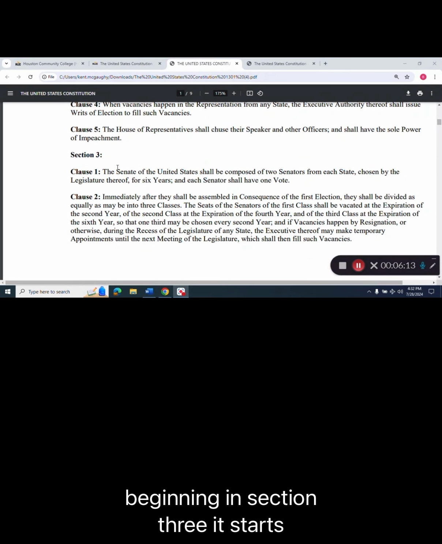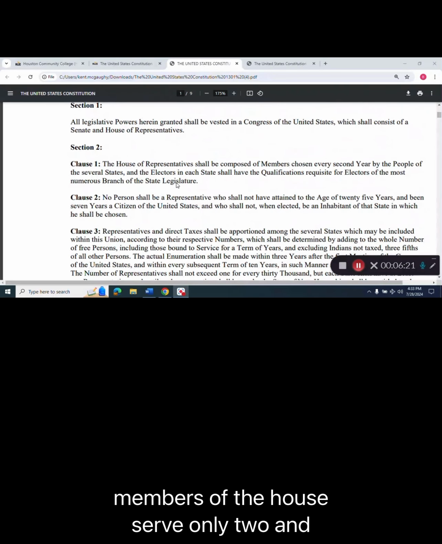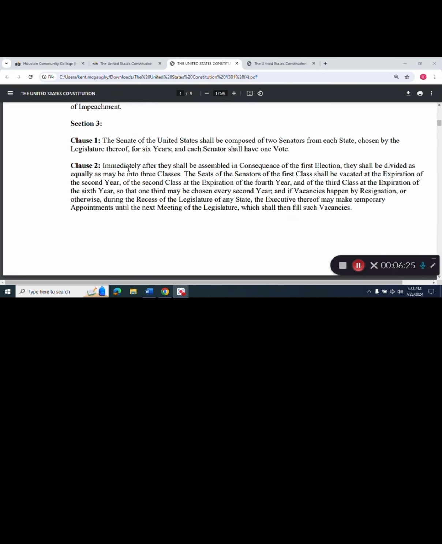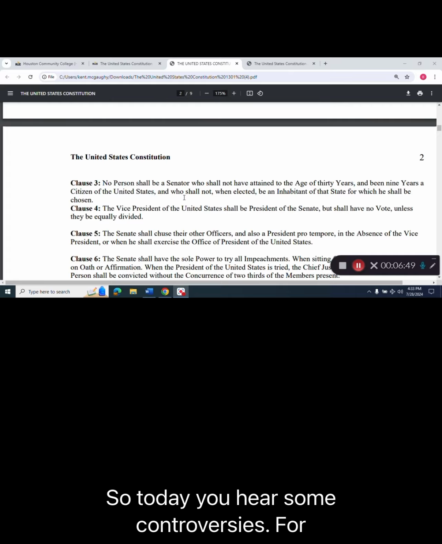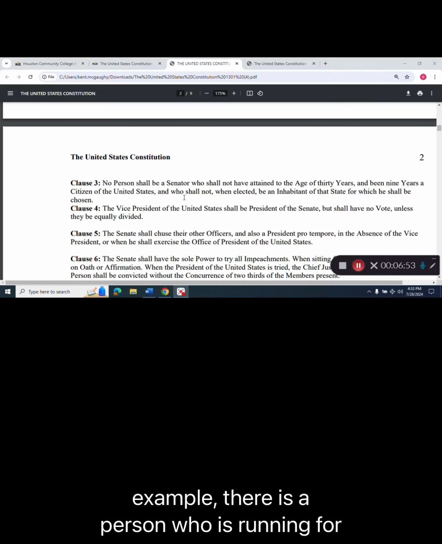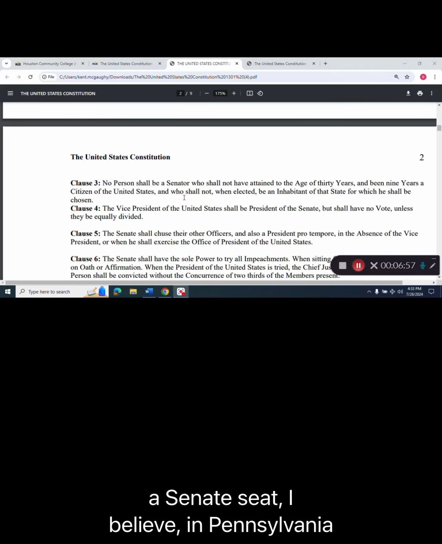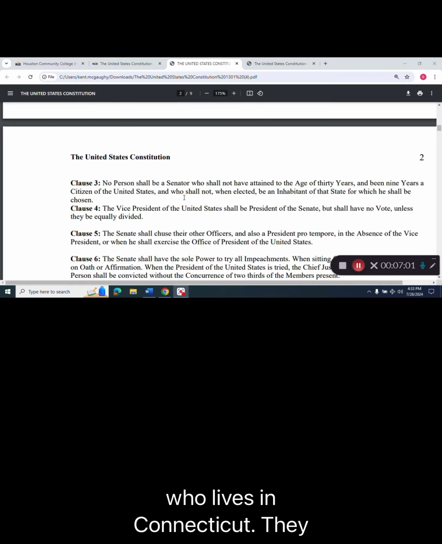Now, beginning in Section 3, it starts to talk about the Senate. For the Senate, they serve 6 years. Members of the House serve only 2. To be a senator, no person shall be a senator who has not attained the age of 30 years, and they must have been a citizen for 9 years when elected, and they must be an inhabitant of that state for which he shall be chosen. So today you hear some controversies. For example, there is a person who is running for a Senate seat, I believe, in Pennsylvania, who lives in Connecticut.